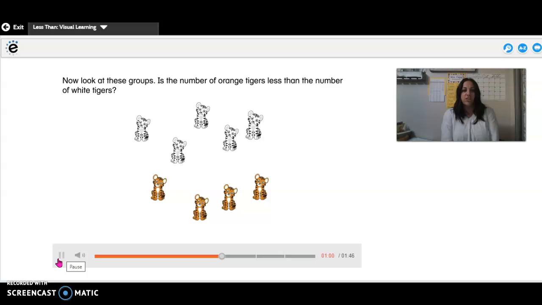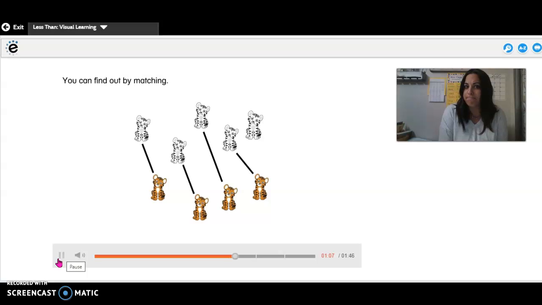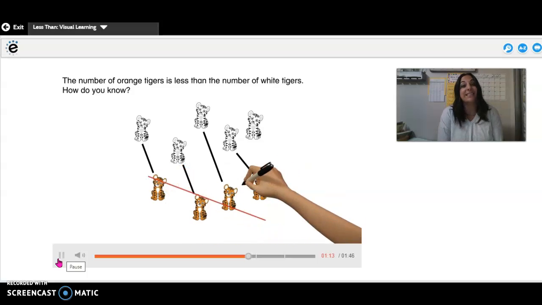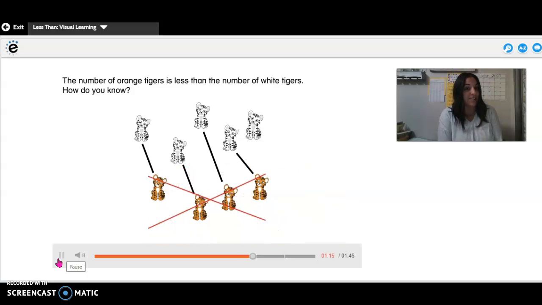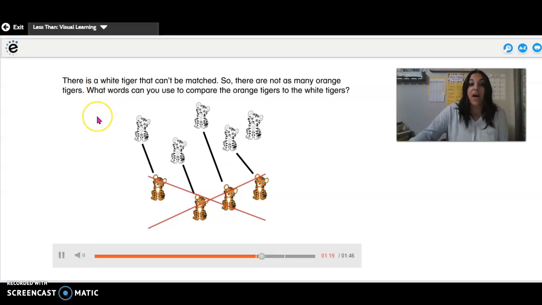Now, take a look at these groups. Is the number of orange tigers less than the number of white tigers? You can find out by matching. The number of orange tigers is less than the number of white tigers. How do you know? Well, there is a white tiger that can't be matched. So there are not as many orange tigers.